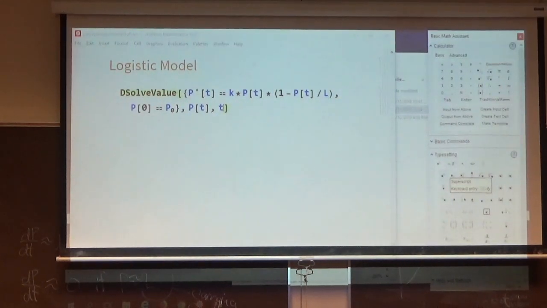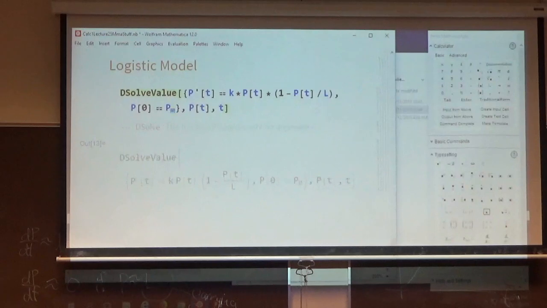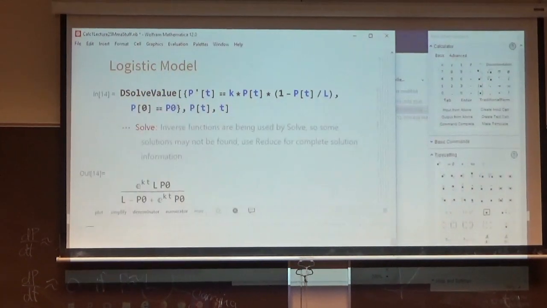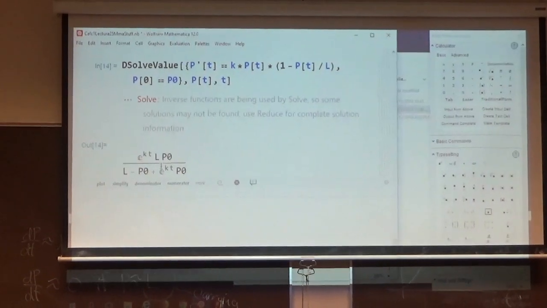It may not look the best. There can be some things I can do to make it look nicer. Let's see how it looks. Let's see, why is it saying p appears with no arguments? I think it doesn't like the subscript, actually. Let's just do it that way, P0. Yeah, there we go. All right, that's pretty nice looking. This is a family of functions that solve this differential equation.